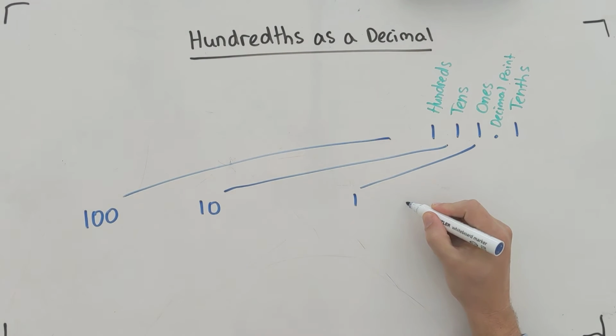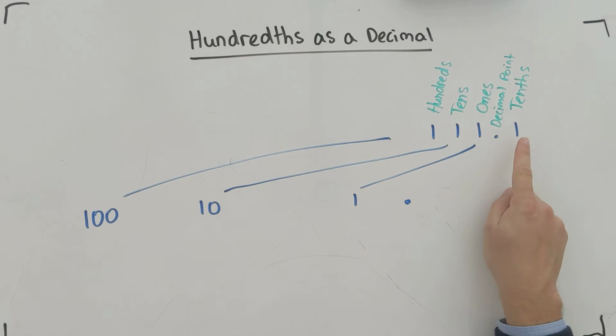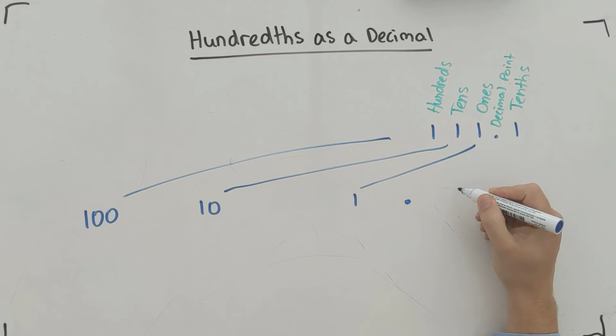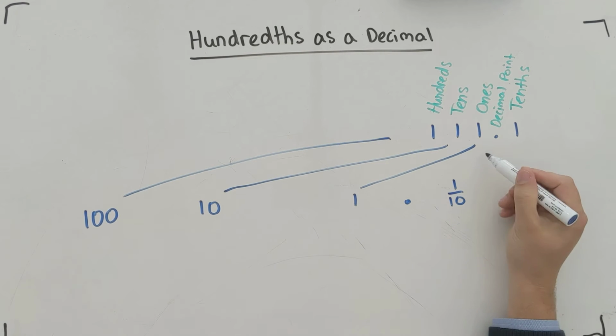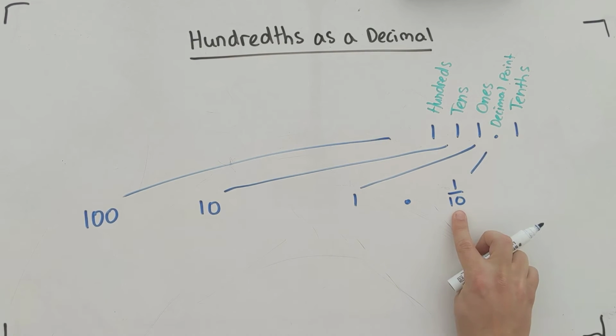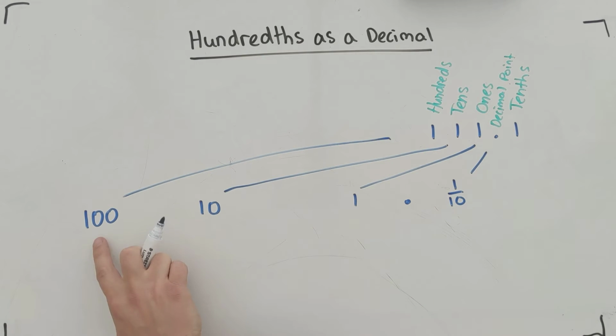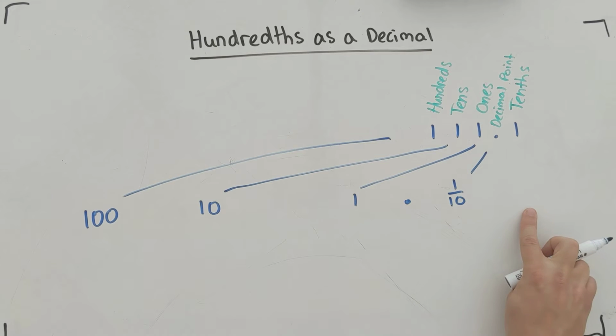Then we've got our decimal point. I'll add that in there. And then we've got 1/10. We could say that as a fraction, 1/10, to show that it is less than 1 whole. And now, each time we've been getting smaller, what's going to come next?